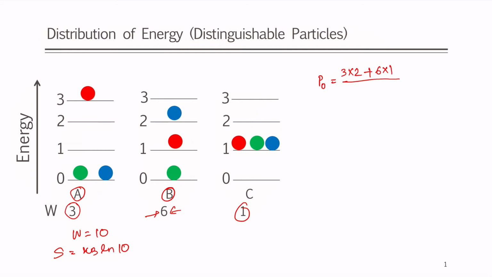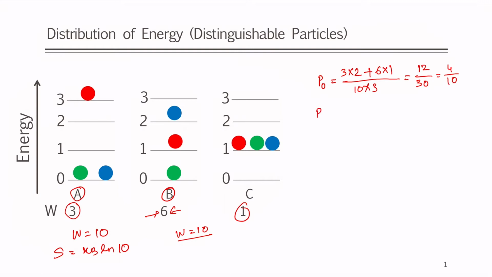And how many total particles are there? As you can see, there are 10 possible distributions. Each distribution has 3 particles, so there are 30 particles in total. So if I calculate that, it will be 6 plus 6, 12 by 30, giving us 4 by 10.